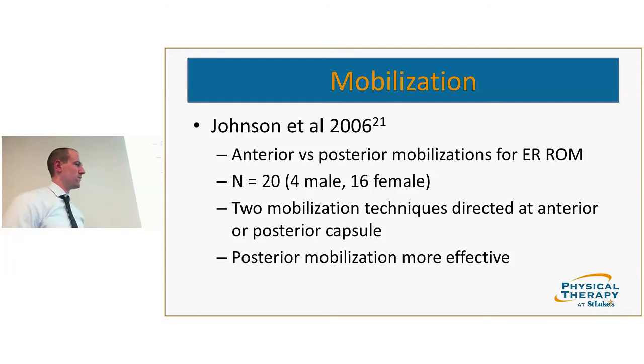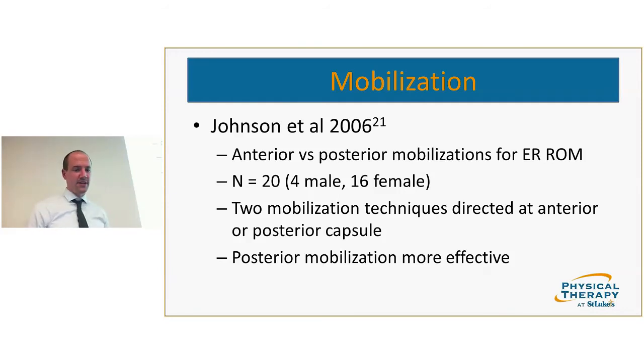Their thought was that if you're restricting the posterior capsule, that's going to change the kinematics of the glenohumeral joint, and you're going to have improper gliding and sliding of the joint, which causes more tension to be taken up in the anterior capsule, and then you lose that external rotation. So they found that posterior mobilizations were more effective.